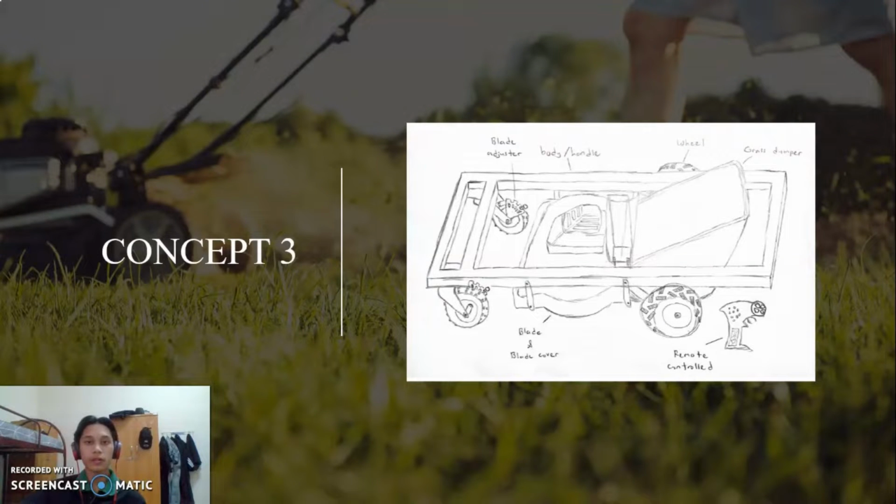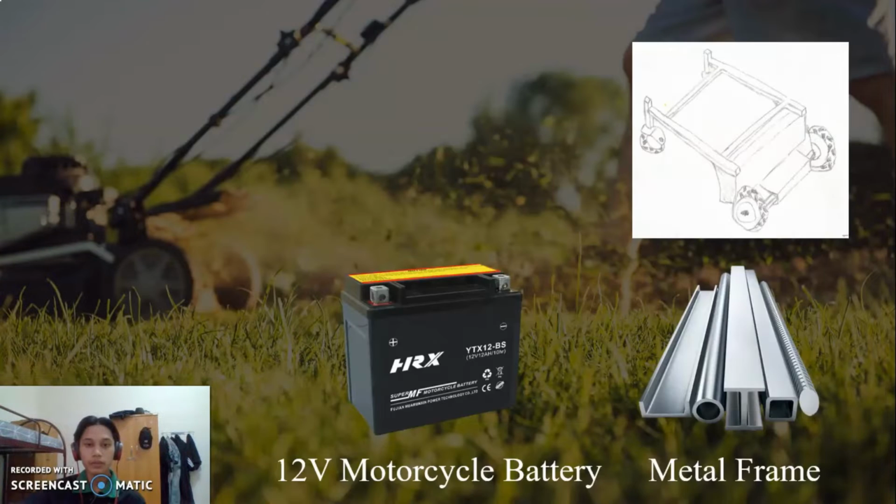Assalamualaikum and hi everyone. My name is Norazi Shairani bin Safi'i and I will present my conceptual design for this project. This concept of a remote control lawnmower was designed to operate using a 12-volt motorcycle battery. Metal is used for designing the outer chassis frame for greater durability.